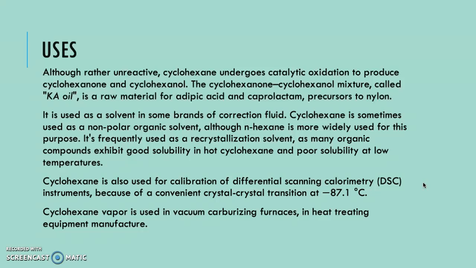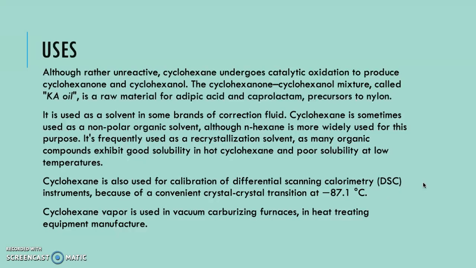Here are some uses of cyclohexane. They are rather unreactive. Cyclohexane undergoes catalytic oxidation to produce cyclohexanone and cyclohexanol. The cyclohexanone-cyclohexanol mixture is called KA oil and is a raw material for adipic acid and caprolactam, precursors to nylon. It is used as a solvent in some brands of correction fluid.